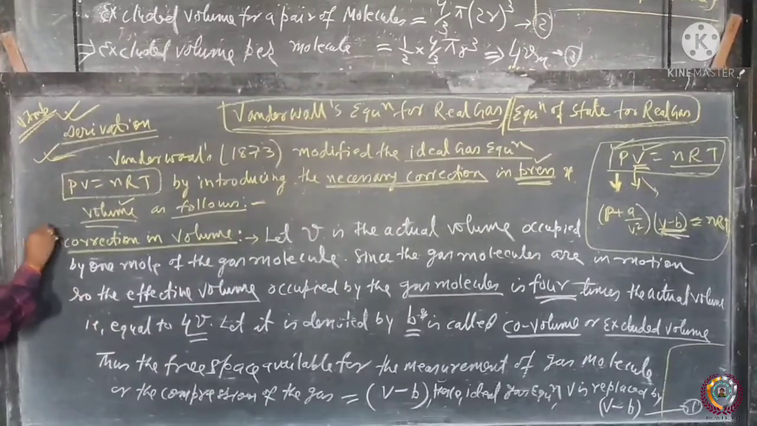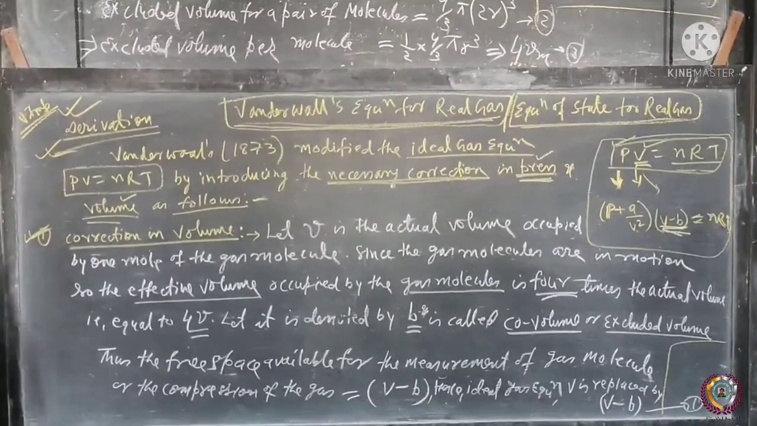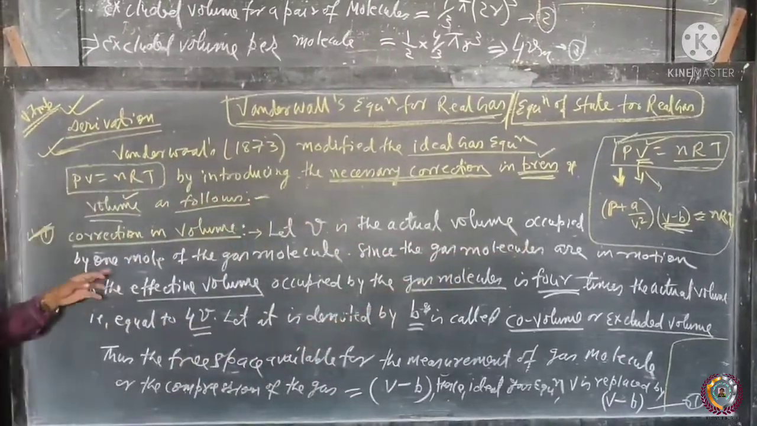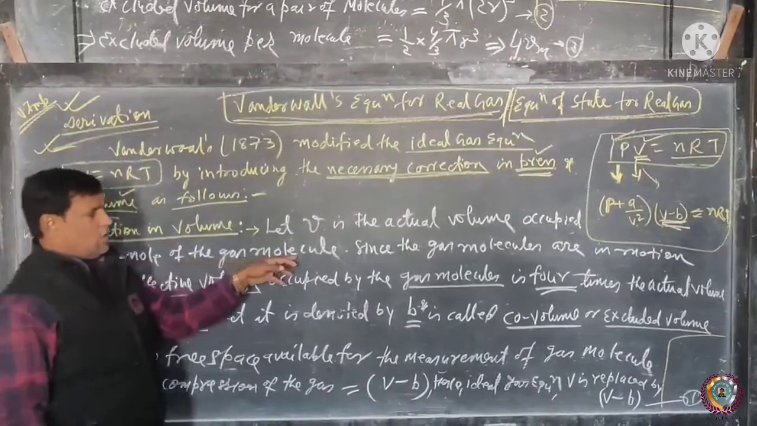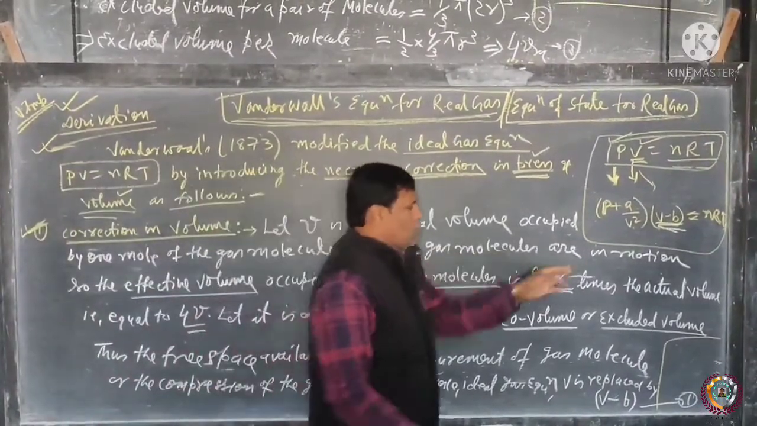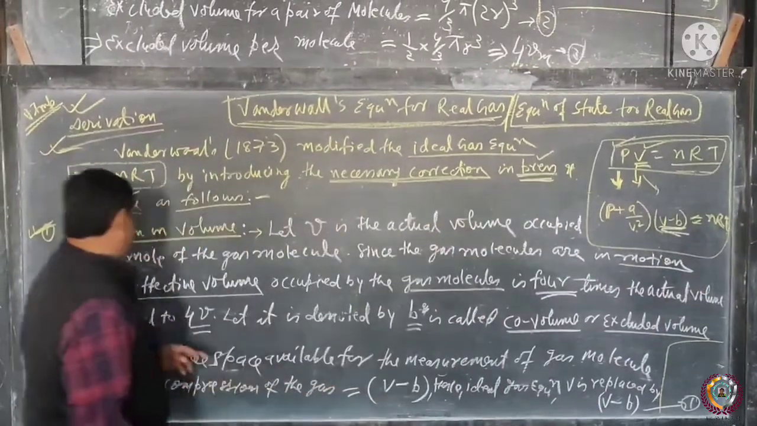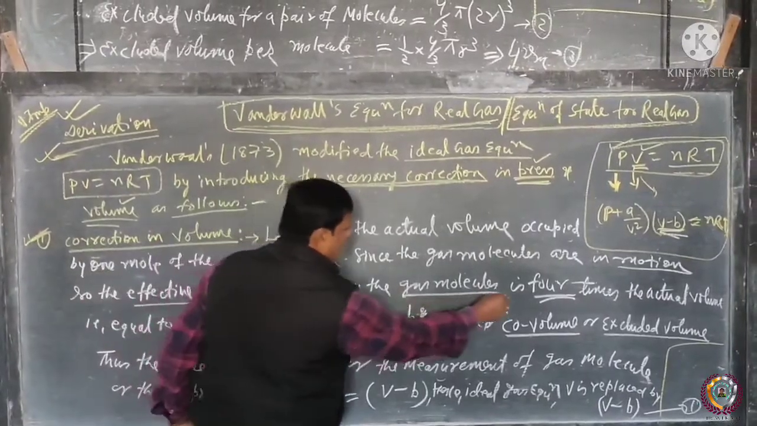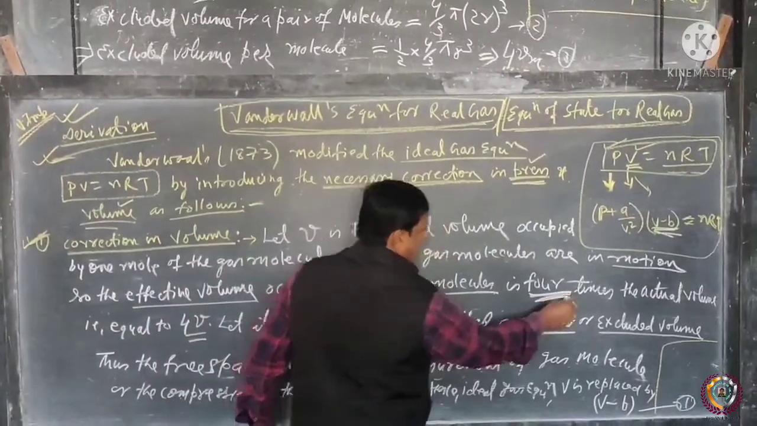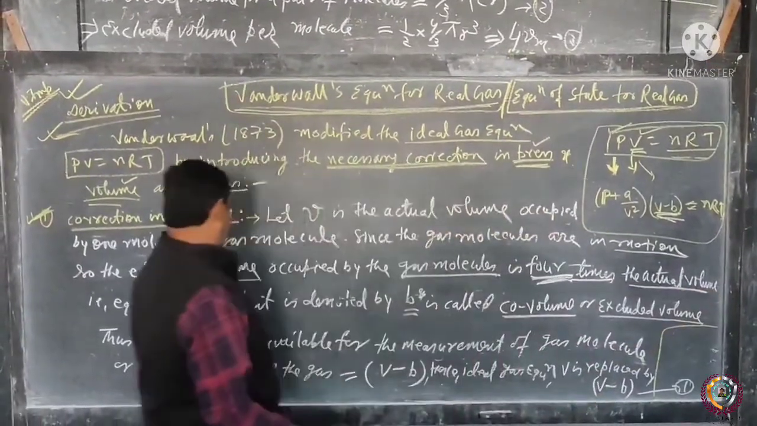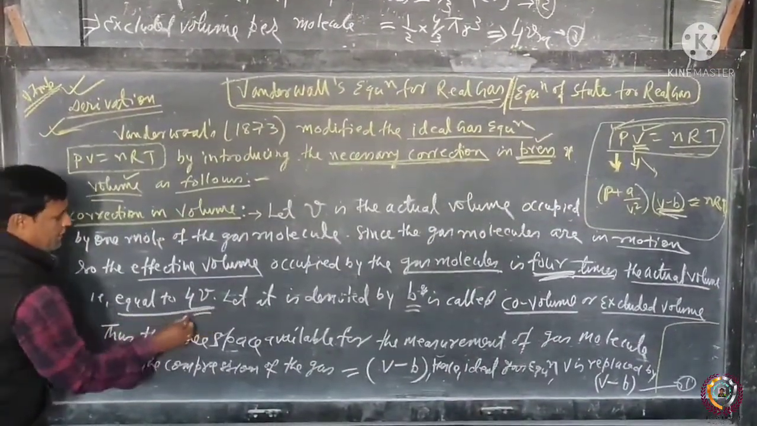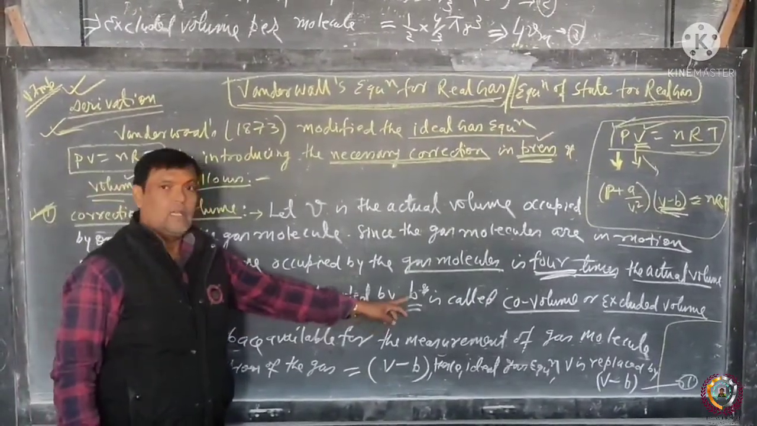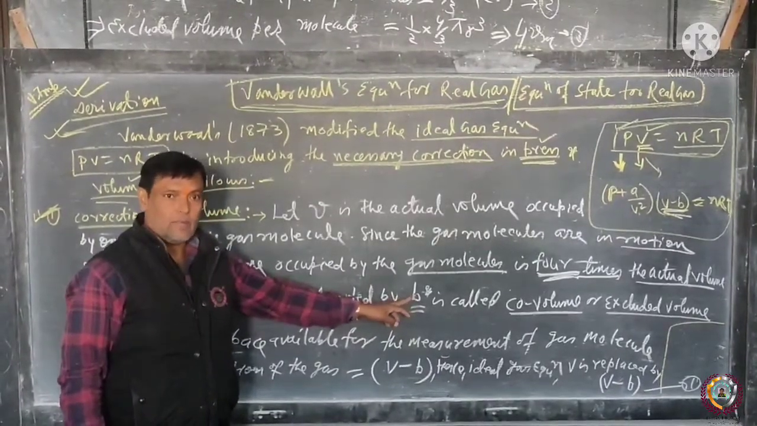What is the correction in volume? Let v be the actual volume occupied by one mole of the gas molecules. Since the gas molecules are in motion, the effective volume occupied by the gas molecules is 4 times the actual volume, that is equal to 4v. Let it be denoted by b. Remember this thing, in short notes and in objectives it comes.